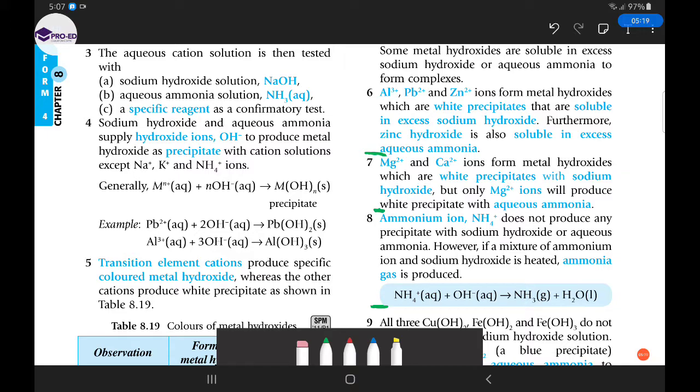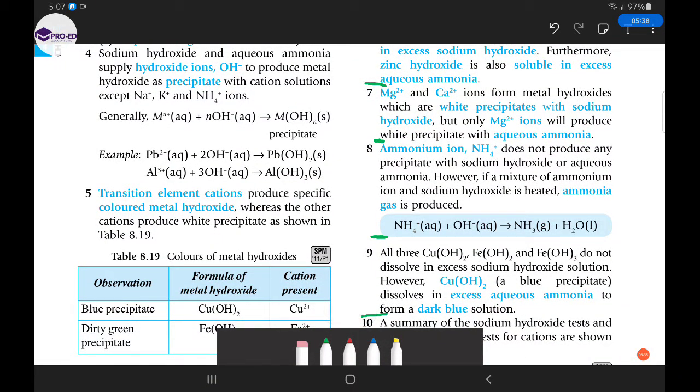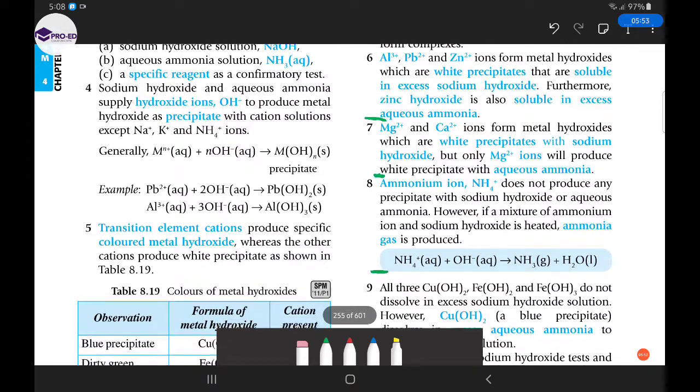So the best to do is to use sodium hydroxide and ammonia solution, because both of them can produce or contribute hydroxide ions to your original salt solution, right? So please go to number 4, and we're going to see what they're going to say about that. Number 4, sodium hydroxide and aqueous ammonia, which is what we're talking about here, A and B. Sodium hydroxide and aqueous ammonia will give the hydroxide ions to produce metal hydroxide as precipitate with cation solutions, except for sodium, potassium and ammonium.